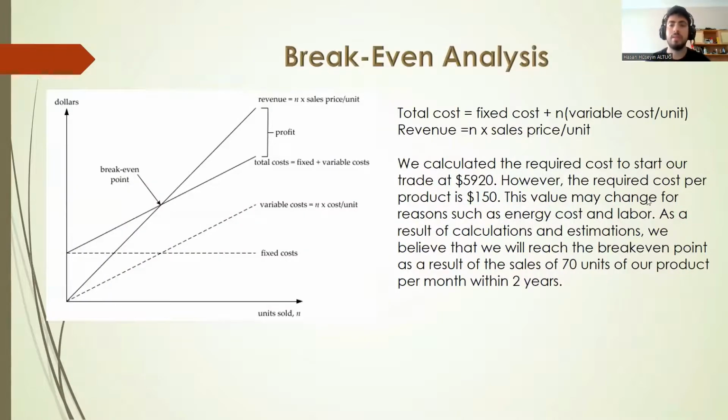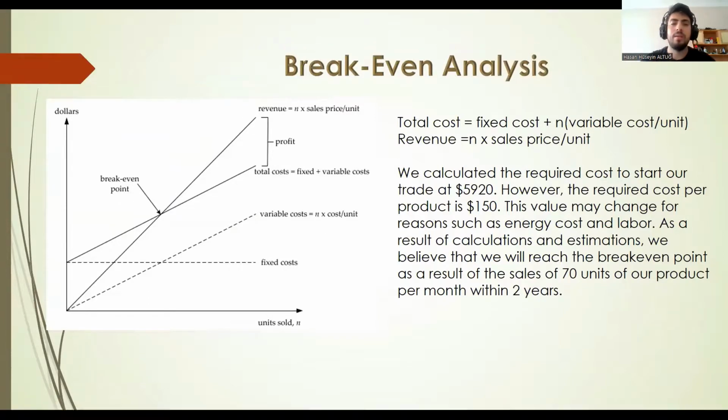And break-even analysis. In order for the product to be sustainable and profitable, we need to reach the break-even point as quickly as possible. The total cost is equal to the sum of the fixed cost and the variable cost of the product multiplied by the number of products. Revenue indicates how many units are sold at the selling price of the product. To determine the break-even point, total cost must equal revenue.